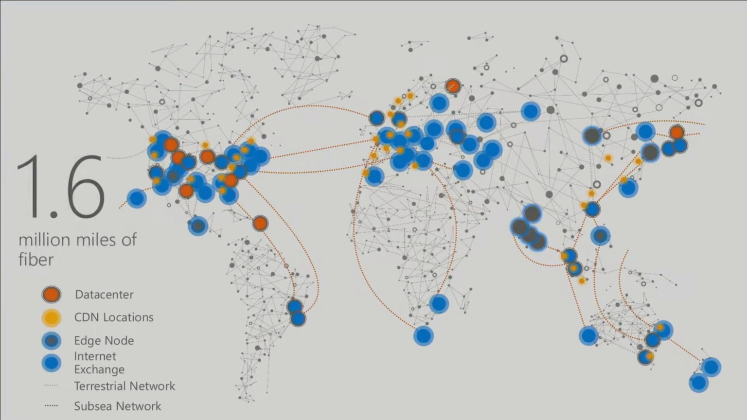Now, talking about data centers, we talked about regions and data centers, but frankly, our global infrastructure is much more than that, right? We have a lot of fiber and connectivity between these regions, 1.6 million miles of fiber. We run one of the biggest networks on the planet as Microsoft. And beyond the network, we have edge locations and CDN locations that also make up our global infrastructure.